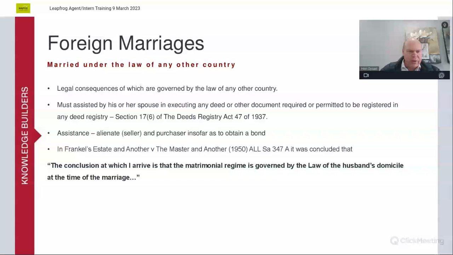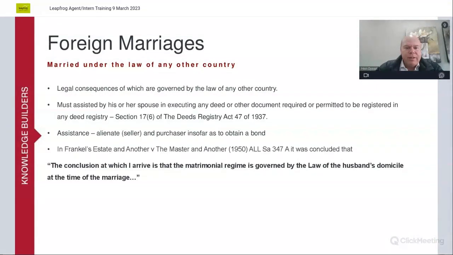So there was also a case, I'm just reading this now, Frankel's Estate and another versus the Master and another, a 1950 case. It was concluded that the conclusion at which I arrive. Okay, but foreign marriages as well. This is also one thing that I just want to mention.